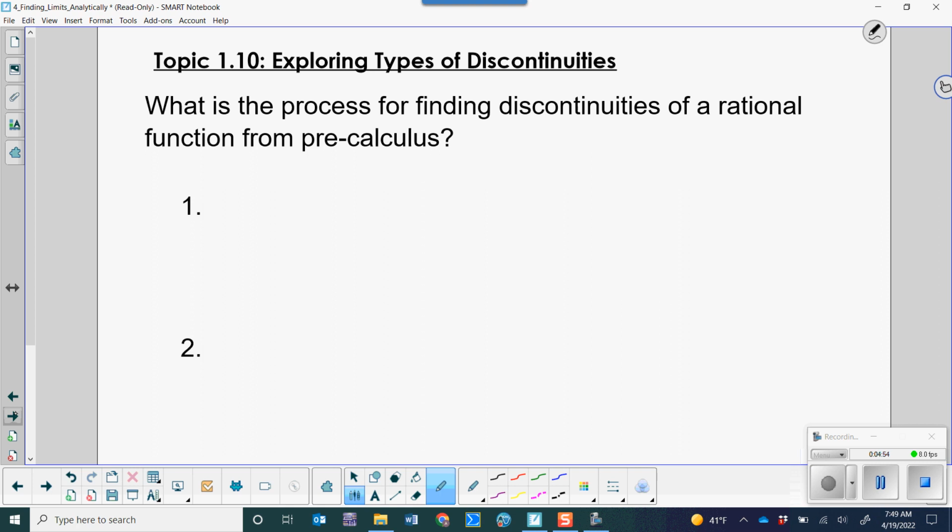All right, so one algebraic method that we can do is we can talk about what to do for discontinuities. So basically, if you have a rational function and you wanted to find the discontinuities, one step you would do is you would try to factor, both numerator and denominator.